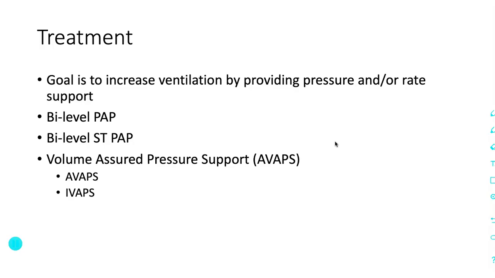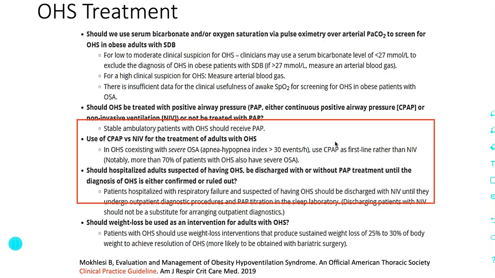night. There are two types of volume assured pressure support ventilation. One is the AVAPS, which is the Philips terminology, and another one is the IVAPS, which is the ResMed terminology. In AVAPS, you are setting a tidal volume and a rate, but on the other hand, in IVAPS, you are setting alveolar tidal volume, which is the tidal volume minus the dead space ventilation. In either case, what is being guaranteed is the minute ventilation.